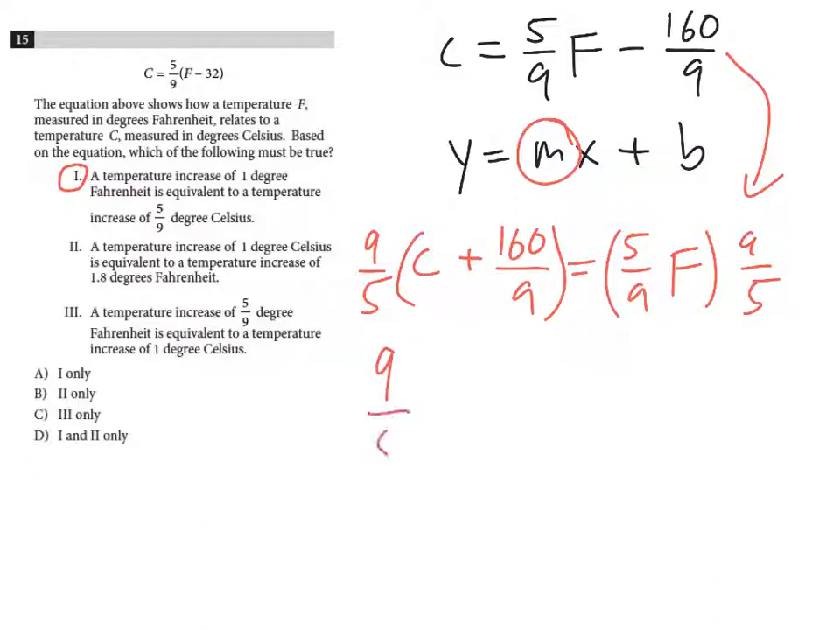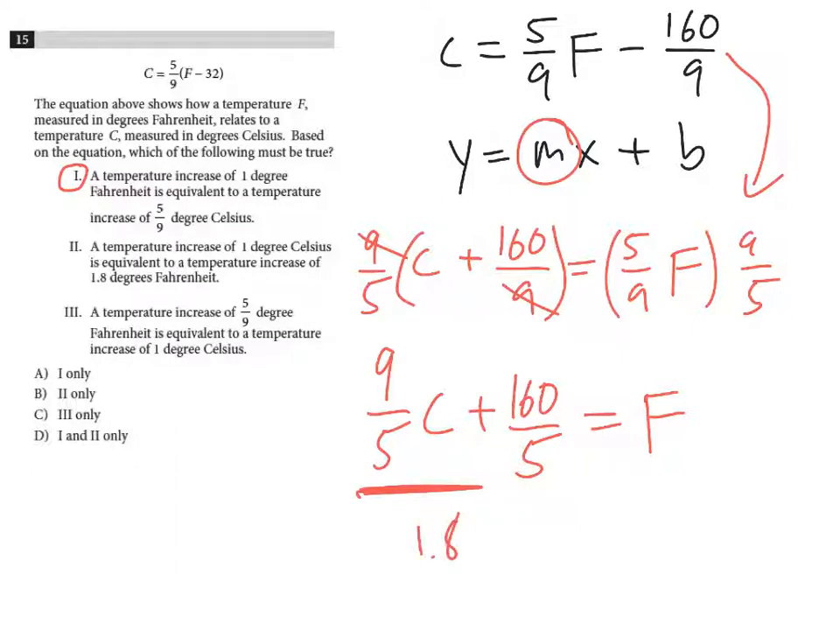That's going to be 9/5 C plus, well, I'm not even very concerned with what this is. I know the 9s are going to cancel out, so I'll get 160 over 5 equals F. So this says that a 1 degree increase in Celsius is going to be a 9/5 increase of a degree in Fahrenheit. Well, 1/5 is 0.2, so 9/5 is 1.8. So yes, that part 2 would also be true.